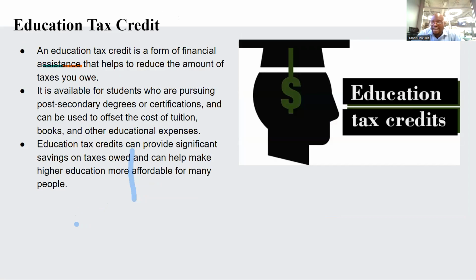Then we also have the education tax credit. An education tax credit is a form of financial assistance that helps to reduce the amount of taxes you owe. So if you go to school, you're going to get credit for going to school. If you owe $2,000 in taxes, you can use the credit to apply it and pay for your school fees and your taxes, because the government is encouraging you to go to school. That's what the tax credit is all about. It's available for students who are pursuing a post-secondary degree or certificate and can be used to offset the cost of tuition, books, and educational expenses. The education tax credit can provide significant savings on taxes owed and can help make higher education more affordable for many people. So it's a tax-based way for the government to give you free money.